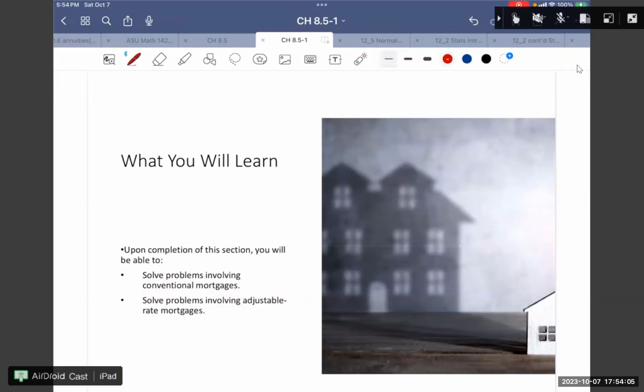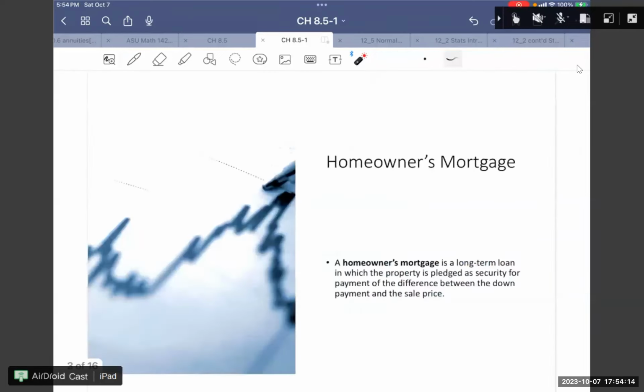Basically, we can do an adjustment of the mortgage. The home mortgage, the homeowner mortgage, is a long-term loan in which the property is purchased as security for the payment of the difference between the down payment and the sale price.